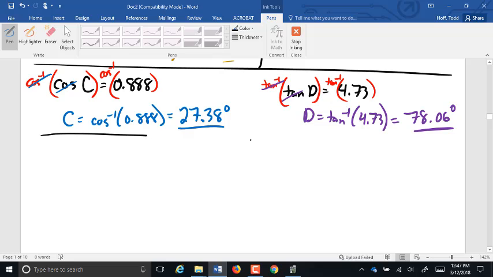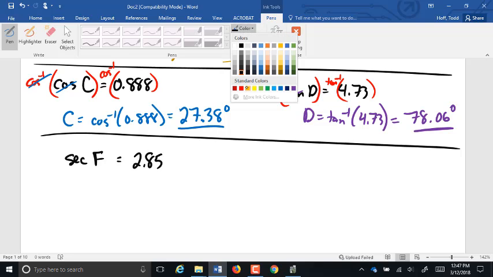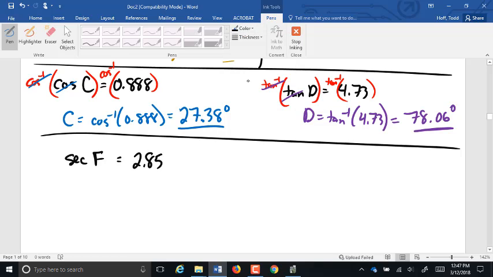So, on to the fun part. What if I tell you that the secant of angle F is 2.85? Well, obviously, we're going to use an inverse secant, aren't we?